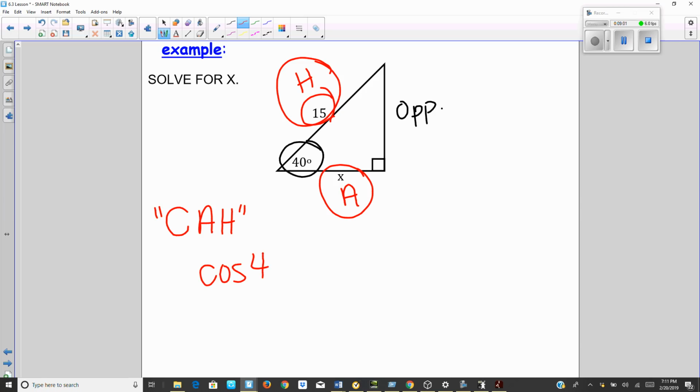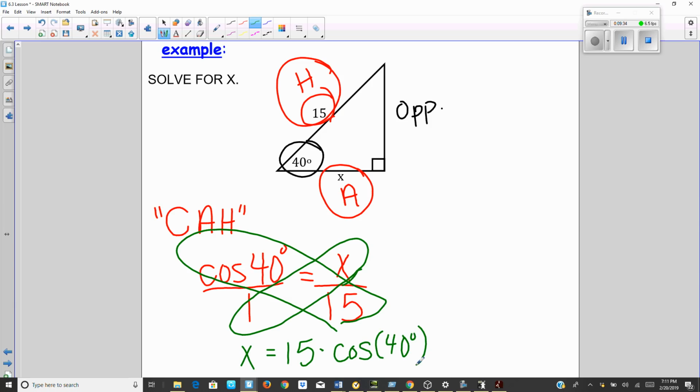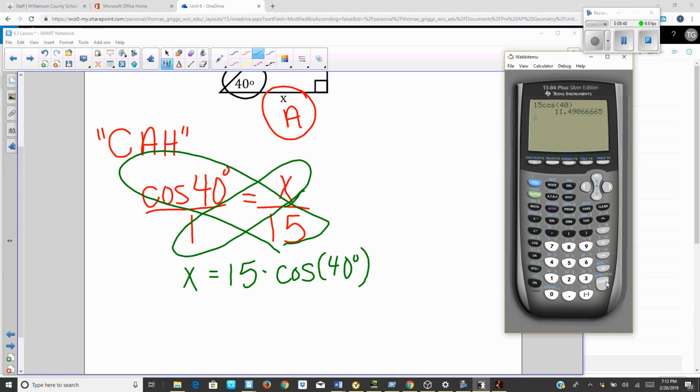So we're going to take the cosine of 40 degrees, put it over 1, and set it equal to the A over H side. And then we cross multiply one more time. This one's easier because x is on the top. So x is going to equal 15 times the cosine of 40. Again, make sure you put the 15 first when you do it in the calculator. So when we type in 15 times the cosine of 40, we get about 11.5.